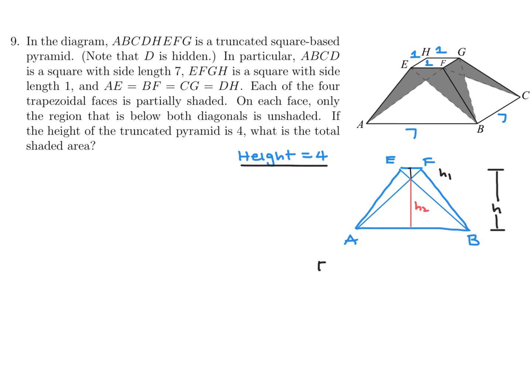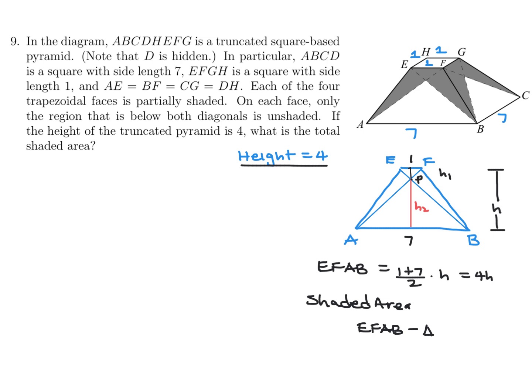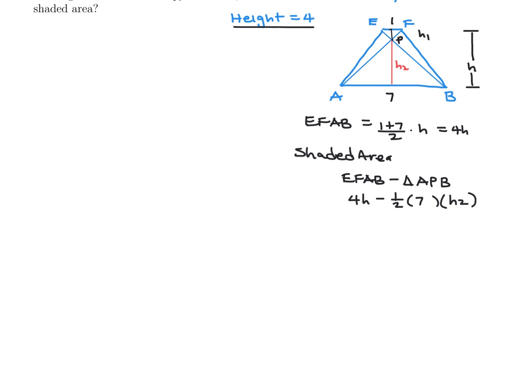It's a trapezoid, right? So just use the trapezoid formula. EF is 1, AB is 7, so it's 1 plus 7 divided by 2 times H, which is 4H. So 4H is the area of that trapezoid. So the shaded area is basically EFAB minus that triangle. Let's call that P, so it'll be APB. So there'd be 4H minus 1/2 base times height. The base is 7, and the height is H2. Okay, that's pretty decent, I think.